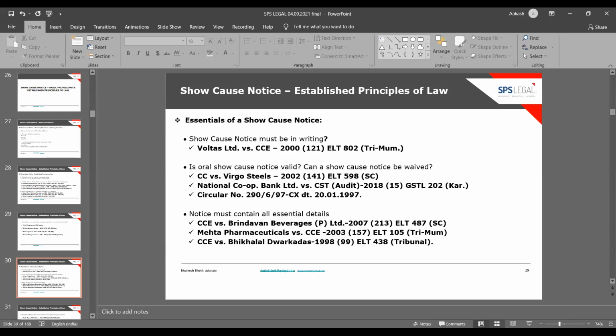Our eyesight is the same. Our eyes are the same. Probably we are wearing glasses of different colors, and everybody is changing the color. Everybody has their own color to look at this law. And this probably is also one of the major reasons why the confusion and the conflict arise day-to-day in this law. And that's why I say, these are the basic fundamental principles relating to SCN, show cause notice, which have been laid down in the context of the erstwhile indirect tax regime, which will equally hold good even for the GST.